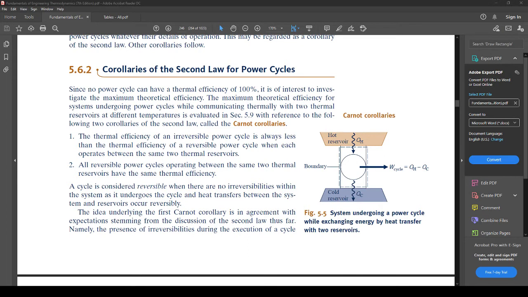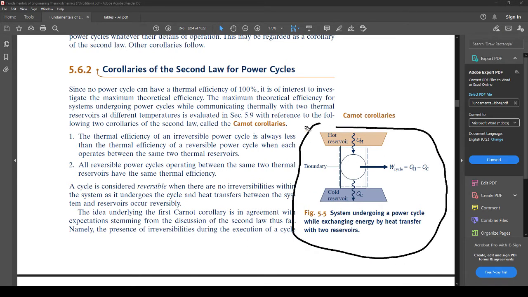So right here is what they were just talking about. This is figure 5.5, right? So what they were saying is that essentially, if you have 500 going here, let's say this is 500 kilojoules, the work, essentially the heat going in has to be equal to the work and the QC added together.